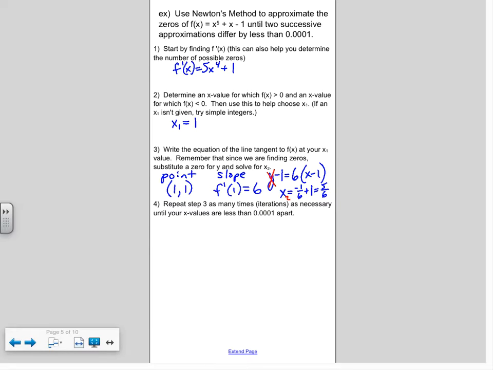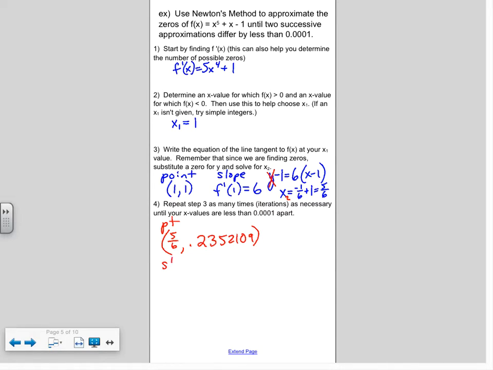So now we start over again. We find the tangent line through x2. So our point would be 5/6, and now is when you're going to want to start using your calculator. So we have 5/6 raised to the 5th plus 5/6 minus 1, and we end up with a value of 0.2352109. So that's our point.